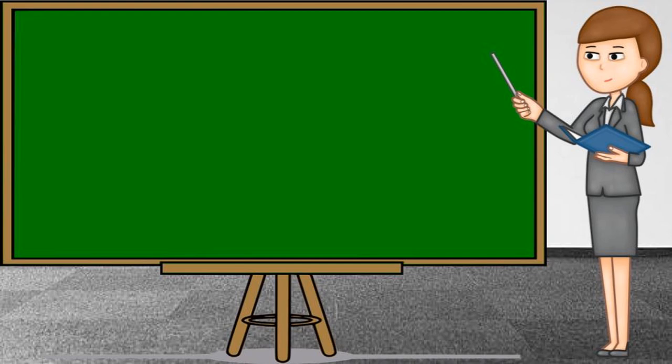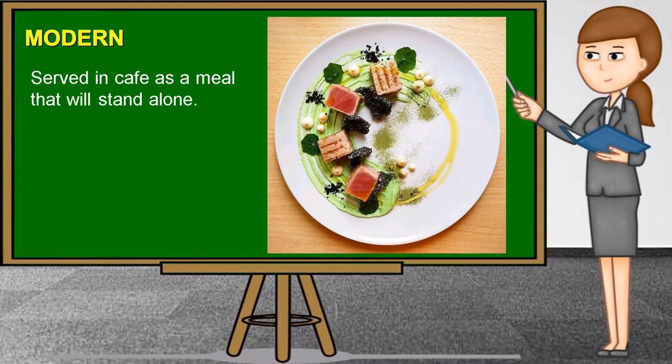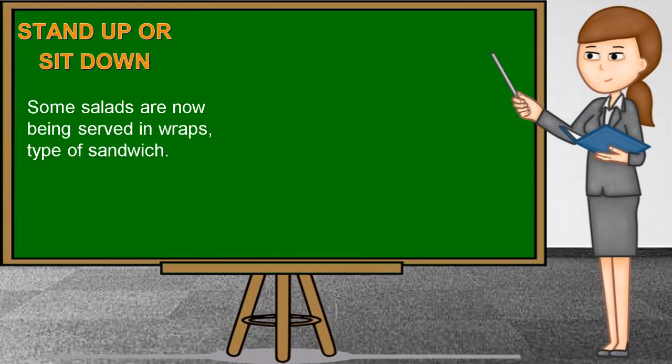Another type of service when presenting the salad is modern. It is served in a cafe as a meal that will stand alone. And lastly, the type of service when presenting the salad is stand up or sit down. Some salads are now being served in a wrap type of sandwich.